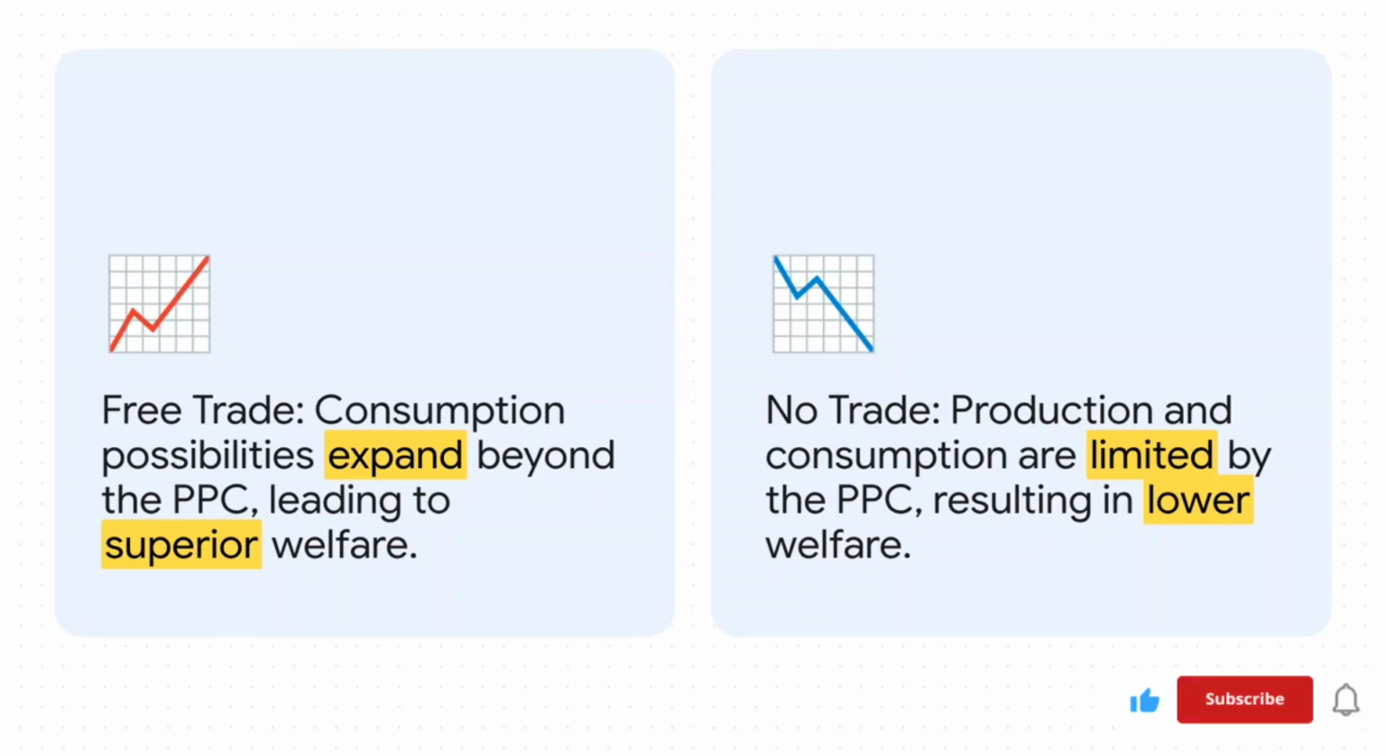Without trade, you are literally trapped by your production possibilities curve. You can't go beyond it. But with free trade, you can. Your consumption possibilities suddenly explode outwards. You can produce efficiently on your curve and then trade your way to a point of consumption that was totally impossible before. It's the key to a higher standard of living.